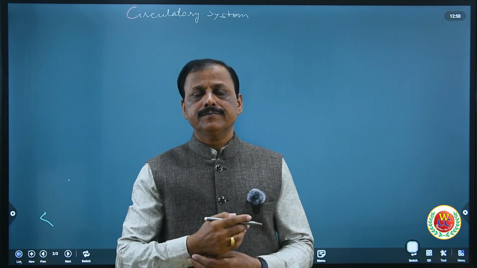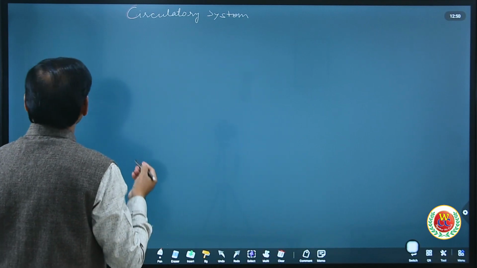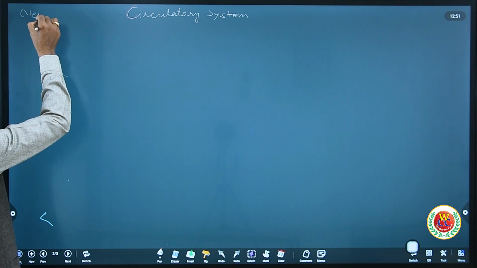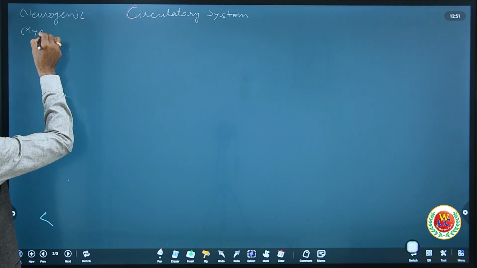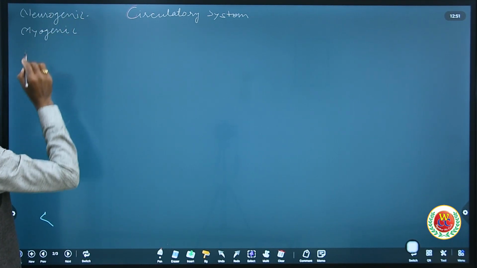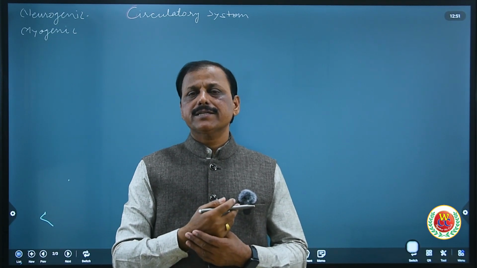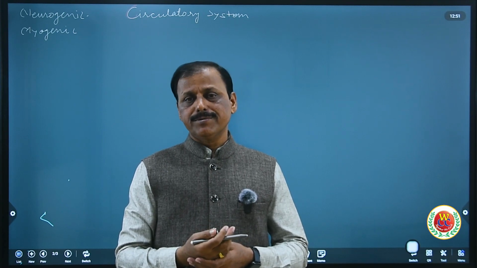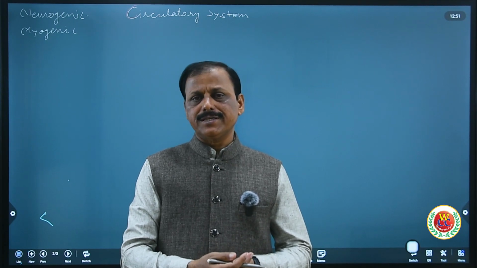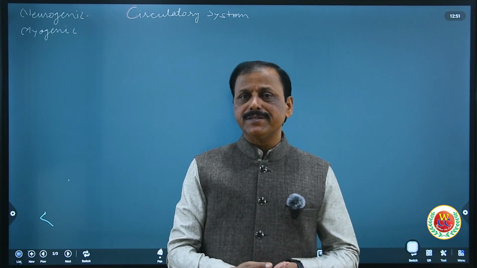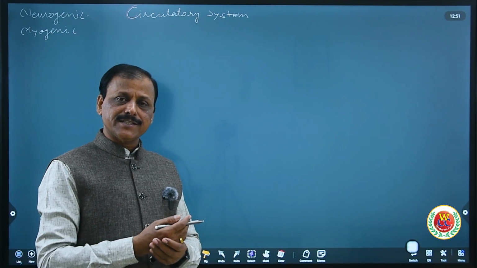Human heart is myogenic. There are two types of heart. Please remember these two words, neurogenic and myogenic. Although these two words are not given in the book, it's very important to know about them. In neurogenic hearts, most of the invertebrates, the heartbeat, that is palpitation, contraction and relaxation, originates in their nervous system. But in human beings and most vertebrates, they have a myogenic heart. That means the heartbeat originates in the nodal tissue present inside the heart.